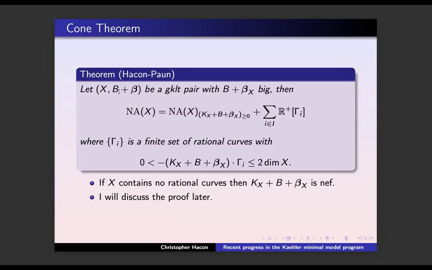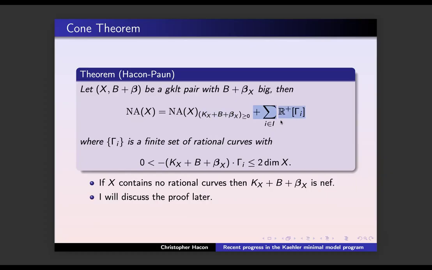So suppose that you have a generalized KLT pair where the boundary is big, B plus beta X is big. Then, in fact, the cone of positive n-1, n-1 classes, so think of this as a generalization of the cone of curves, splits in two parts. There's the part which is positive with respect to the adjoint class Kx plus B plus beta X, and we say nothing about that. And then there's the negative part, which is generated by finitely many rational curves.